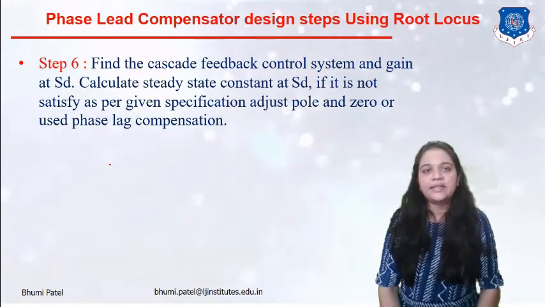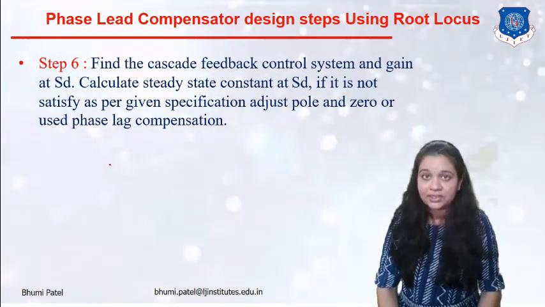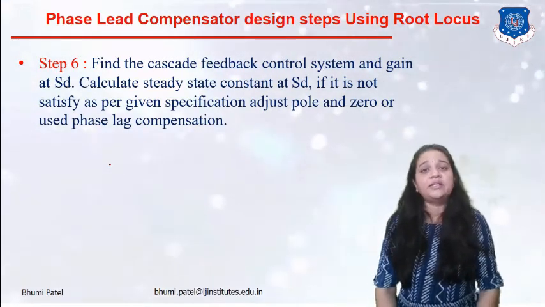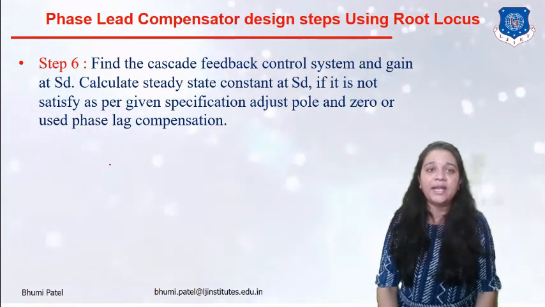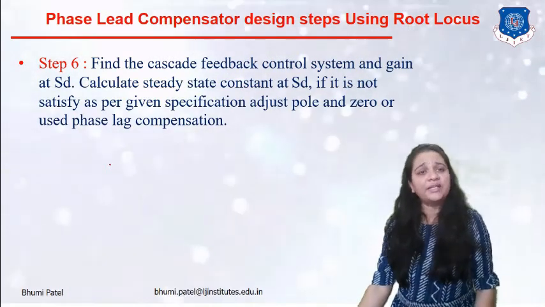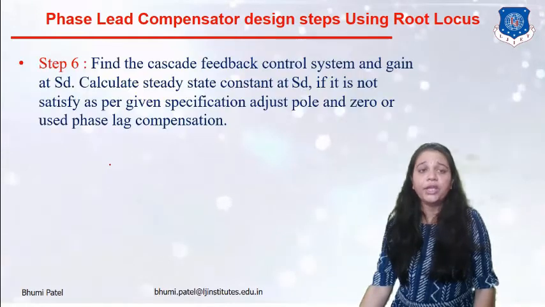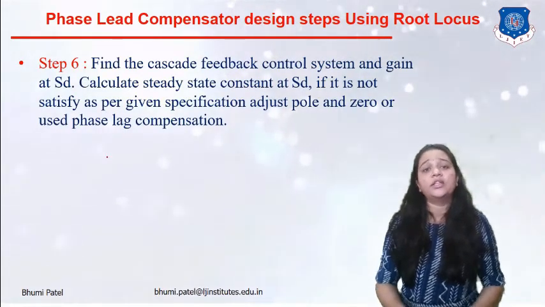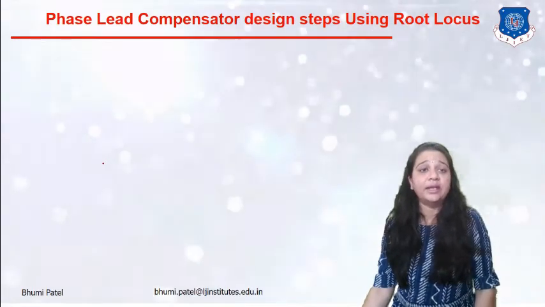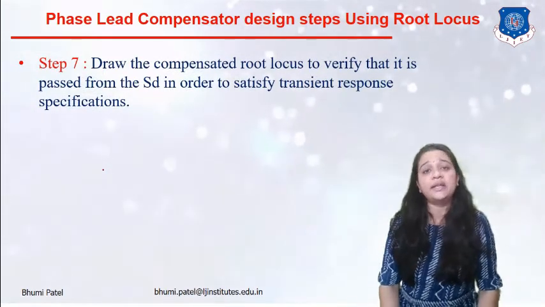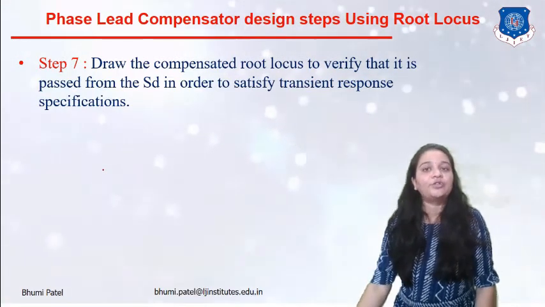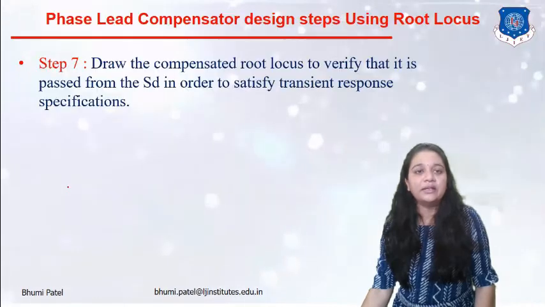Now step number 6: find the cascade feedback control system and the gain at the SD point, and then calculate the steady state constant at SD. If it is not satisfied as per the given specification, then adjust the poles and zero, or use a phase lag compensator. If the specification is not satisfied, then we have to use a phase lag compensator. And the last step is to draw the compensated root locus to verify that it passes through the SD in order to satisfy the transient response specification.